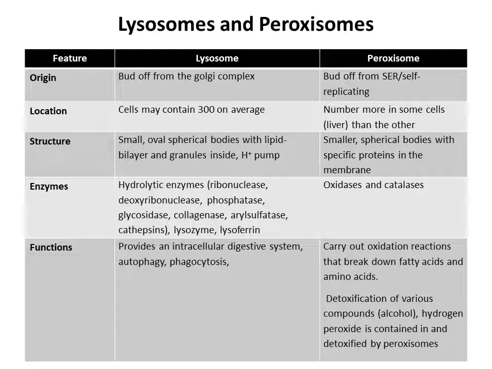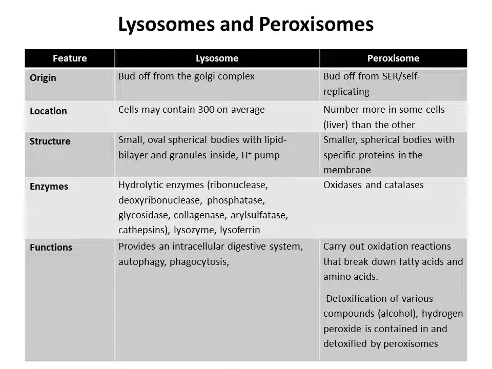Enzymes. Lysosomes contain hydrolytic enzymes mainly. Hydrolytic enzymes could be ribonucleases, deoxyribonucleases, phosphatases, glycosidases, collagenases, aryl sulfatases, and cathepsins, along with lysozymes and lactoferrin. Whereas peroxisomes contain oxidases and catalase enzymes. Lysosomes, their functions. They provide an intracellular digestive system, autophagy and phagocytosis. They are involved in these two things.